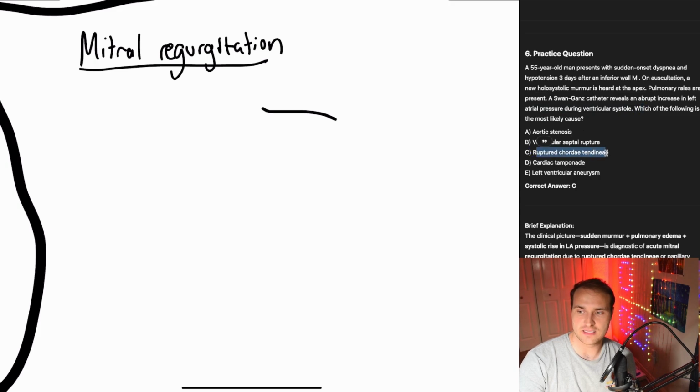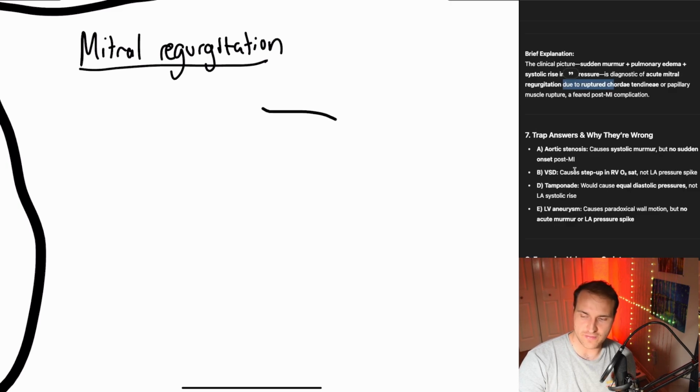And the cause is going to be the chordae tendineae. So you have a sudden murmur after pulmonary edema and a rise in pressure. That's going to be acute mitral regurg. This is like a mechanical failure. You have crashing blood pressure, flash pulmonary edema, sudden murmurs. There's just damage there. It's not aortic stenosis, that would cause a systolic murmur, and not VSD, that'd be a step up in right ventricle O2. Tamponade would have equal diastolic pressures. Left ventricular aneurysm would be paradoxical wall motion.